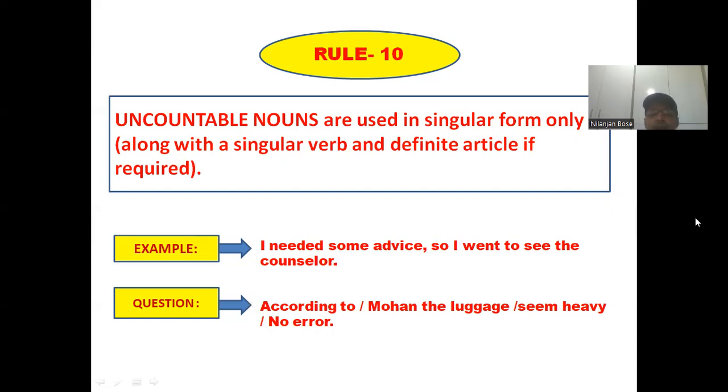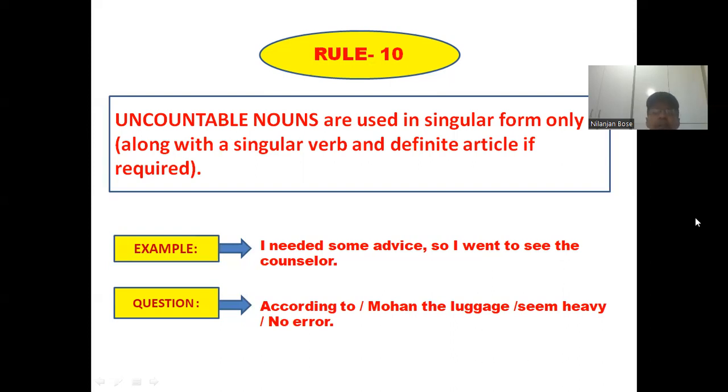And now moving to the question. Here is a question for you. According to Mohan, the luggage seemed heavy. So luggage is also uncountable. Now in that case, what you were supposed to do? You have to find out in this question in which portion the error lies. If you go through the question, you will find that in the second part it is written, the luggage seemed heavy. Already I have told that luggage is uncountable. So it should take the singular form. So according to the rule, it should be seems in place of seem. Right? So the correct sentence will be, according to Mohan, the luggage seems heavy.